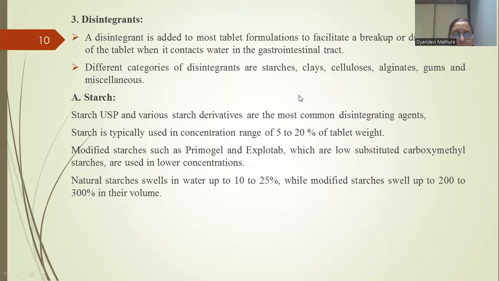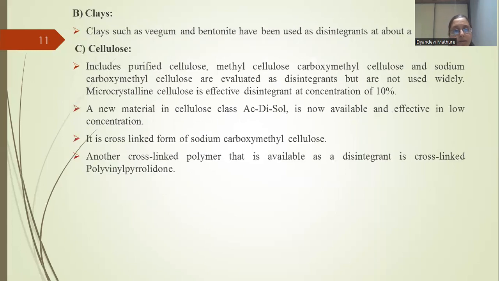Again, natural starches swell in water up to 10 to 25%, while modified starches swell up to 200 to 300% in their volume. So, mostly if you want better disintegration, we can go for modified starches as compared to natural starches. Another example of a disintegrant is clay. Clays such as Veegum and bentonite have been used as disintegrants at about 10% level.